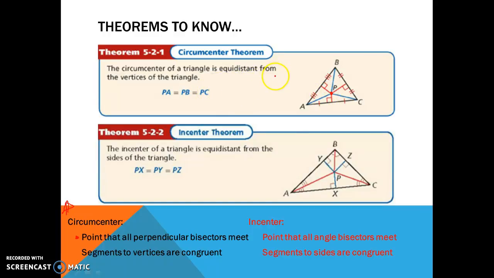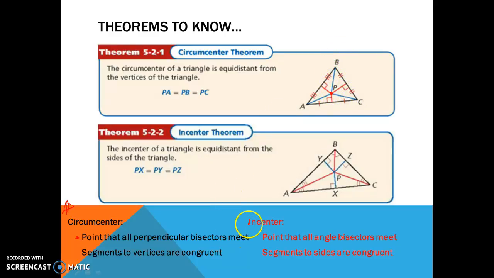The other thing that is nice is when you find the circumcenter point P, you have those three perpendicular bisectors, but then the distance, the blue lines here, to each of the vertices, each of the corners or angles of this triangle, are congruent. So each of these blue lines in this first theorem are congruent. PB is the same length as PC, which is the same as PA. So if the perpendicular bisectors come together at a point P, then the distances from that point to the vertices are congruent.